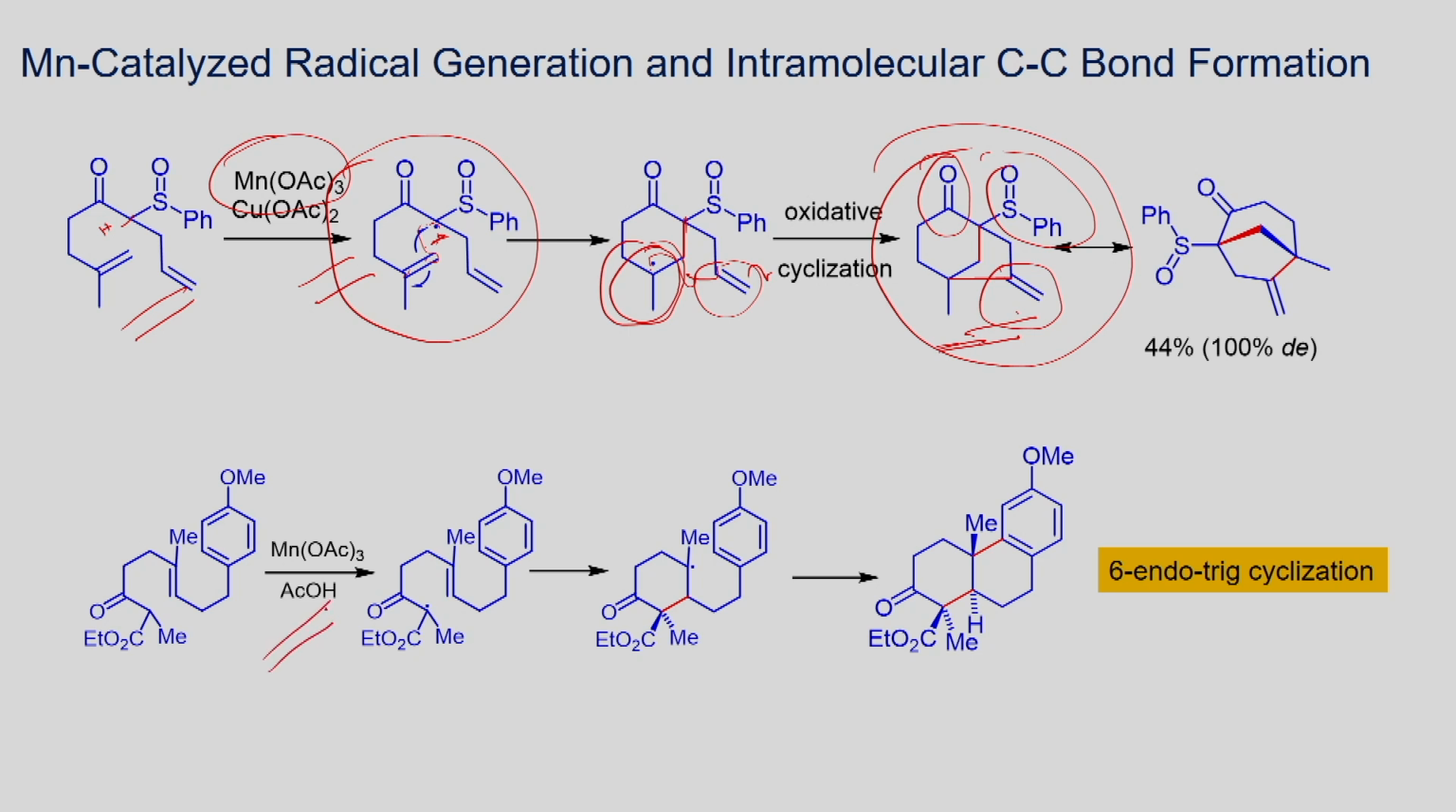Another example is shown here. As we have just seen, in the place of sulfoxide you have the ester group. When you react this beta keto ester derivative with manganese 3 acetate, as we just saw, you can form this radical. Once you form this radical, this can lead to intramolecular cyclization to give a six-membered cyclic system where you have the tertiary radical.